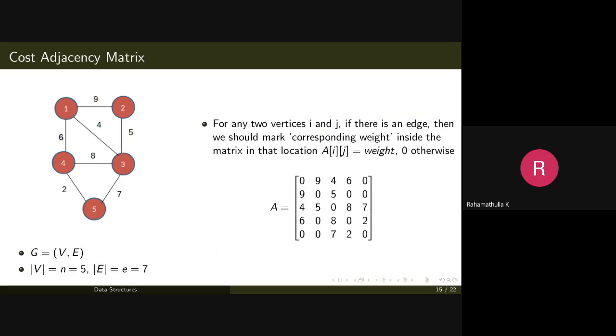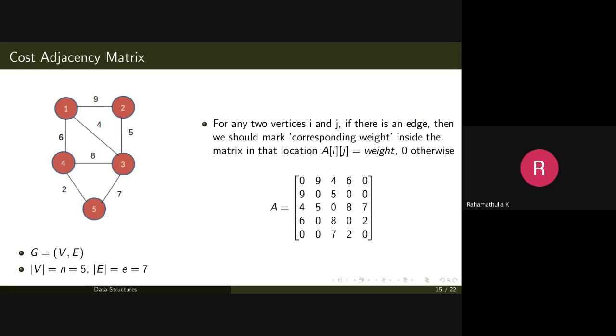Next, we will look at something known as the cost adjacency matrix, which is very similar to the adjacency matrix, where we have weights associated with edges. For example, for the edge from 1 to 2, the weight is 9. For the edge from 1 to 3, the weight is 4, and so on. So instead of marking 1 as in the adjacency matrix, we will mark the cost in the matrix. That's what we call the cost adjacency matrix.